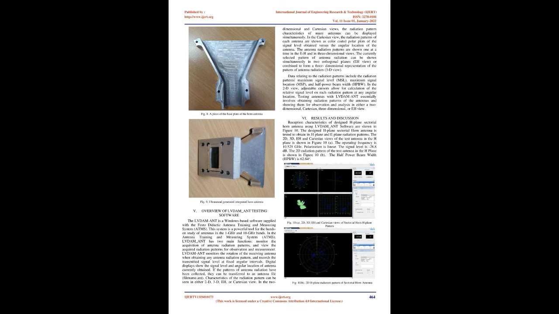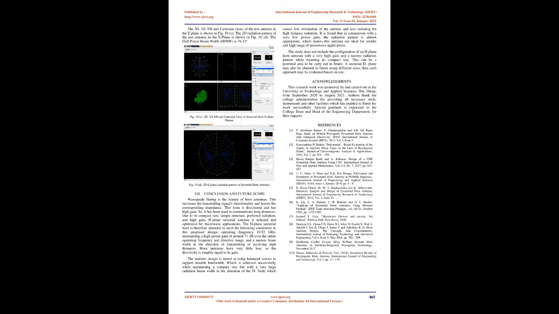The 2D, 3D, and Cartesian views of the test antenna in the H-plane are shown in Figure 10a. The operating frequency is 10.525 GHz. Polarization is linear. The signal level is -28.8 dB. The 2D radiation pattern of the test antenna in the H-plane is shown in Figure 10b. The half-power beam width, HPBW, is 62.84°.